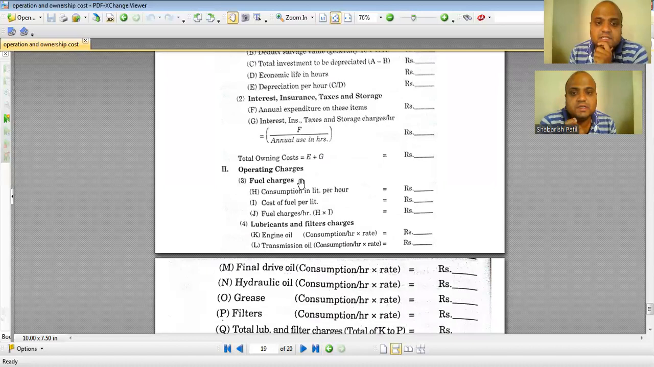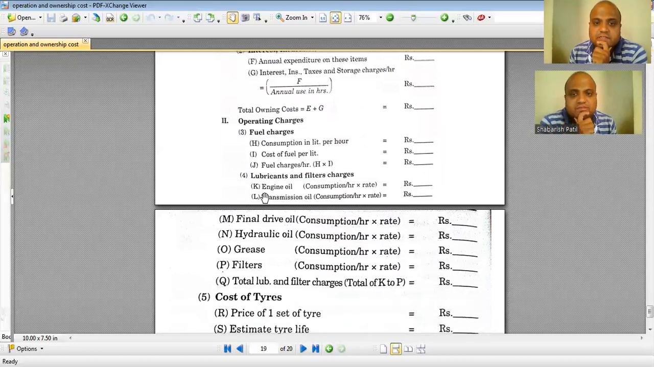Then operating charges, fuel charges, that is consumption in liters, we have to list it. Then cost of fuel, then fuel charge. So there's a mistake here. It is being printed as rupees, but it is not supposed to be rupees. Consumption in liters, this is liters, and the cost is rupees here. So the fuel total charge will again be in rupees.